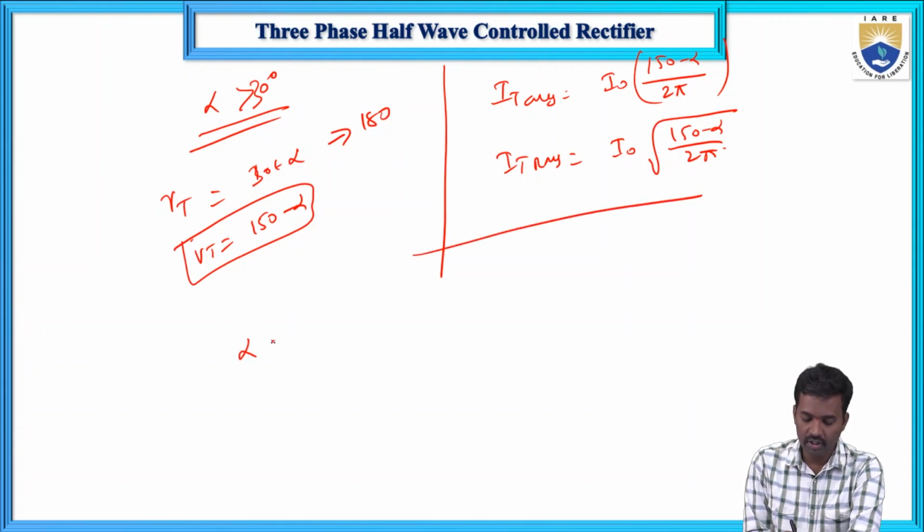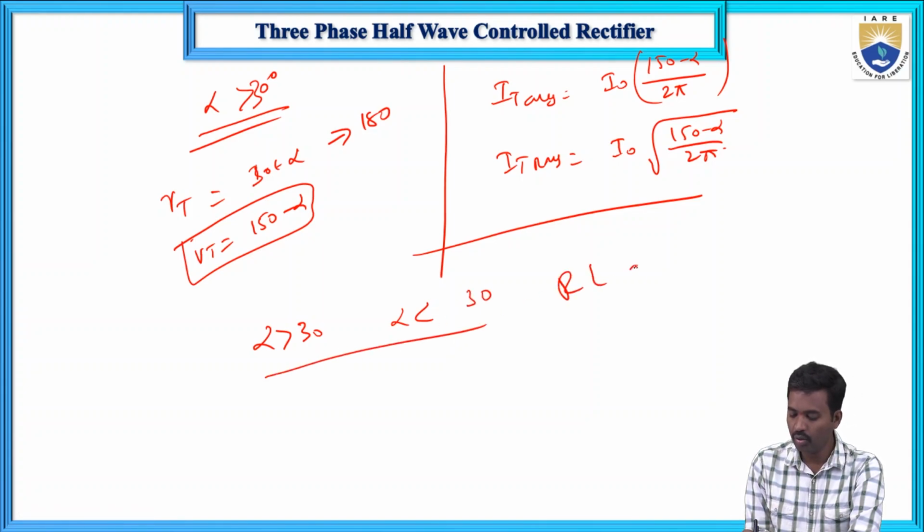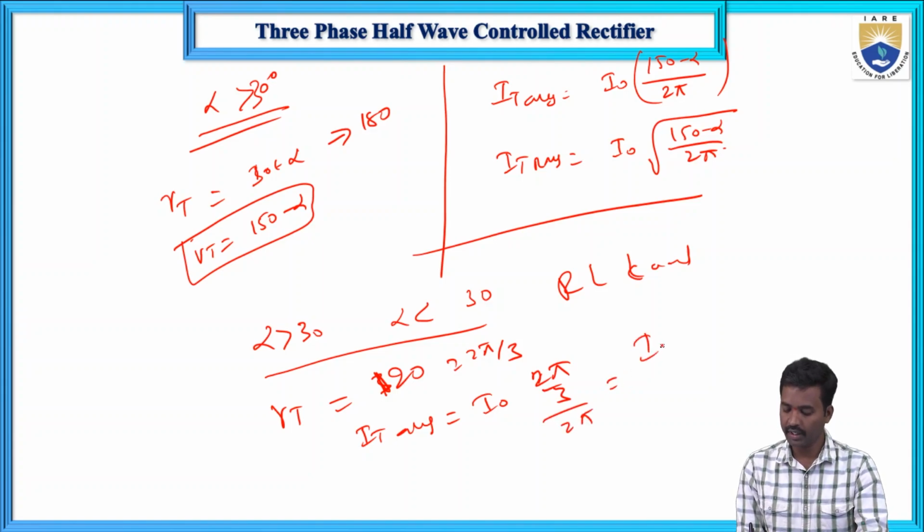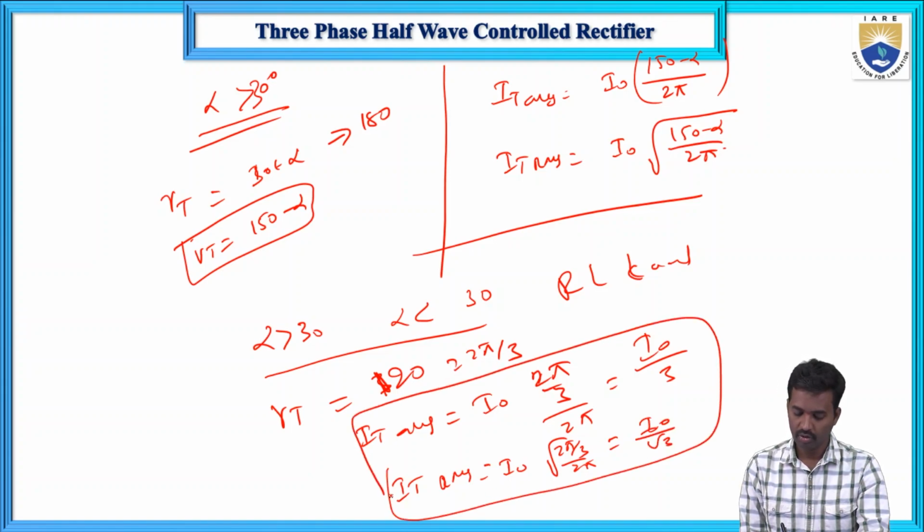Now here for any alpha greater than 30 and alpha less than 30, for RL load, it is the gamma of t equals 120 degrees duration, that is 2π/3. And now here IT average equals I naught into 2π/3 by 2π, that equals I naught by 3, and next IT RMS equals I naught into square root of 2π/3 by 2π, that equals I naught by root 3. So these are the formulas for this one.